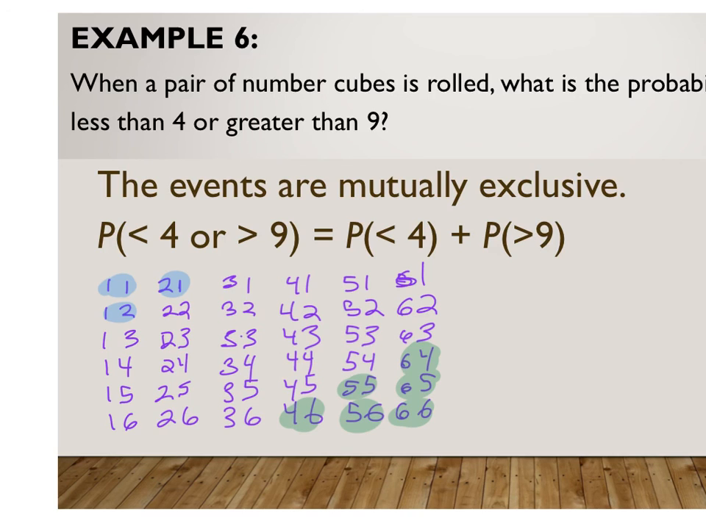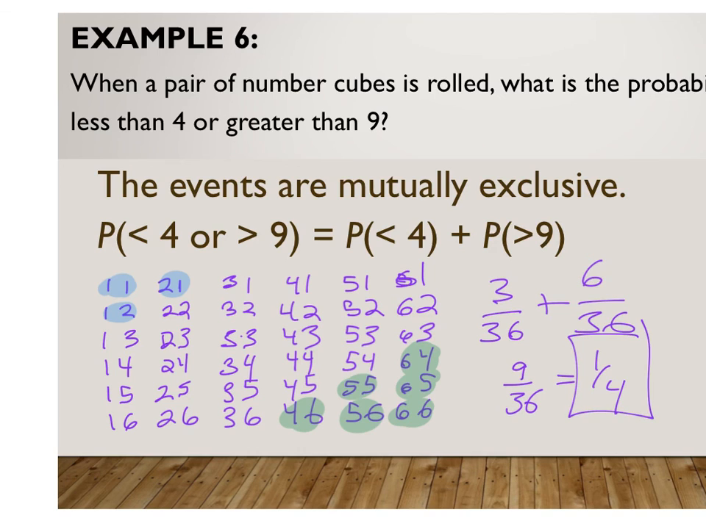So notice, how many do I have? Of the less than 4, I have 3 of the 36. The greater than 9, I have 1, 2, 3, 4, 5, 6 out of 36. So I add these two together, I get 9 over 36, which simplifies to 1/4.